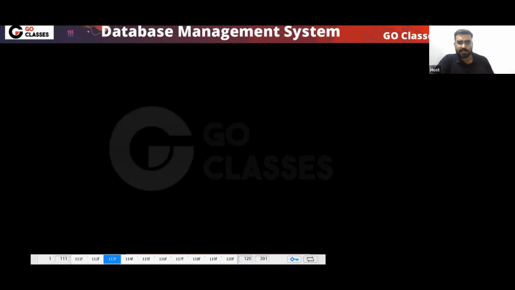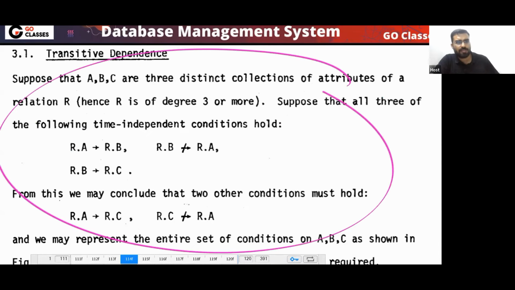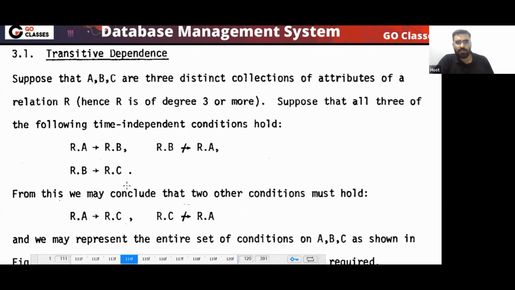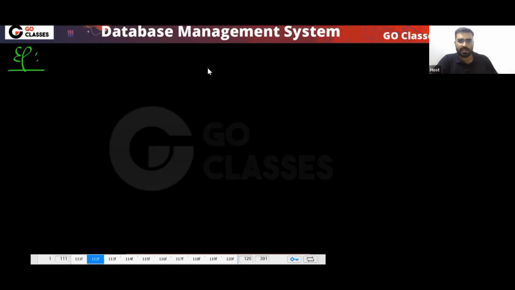Let's see some examples. You can notice this screenshot is taken from Codd's original paper. This is the screenshot, and you can notice this is the definition given. The transitive dependency definition is given. This is what we have seen. Consider this example. Again, you have a relation A, B, C. And let's assume A is determining C.